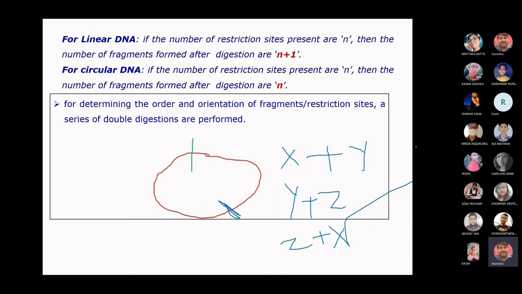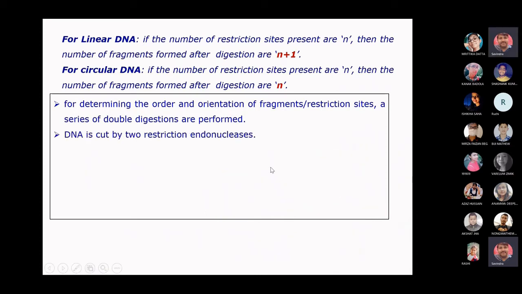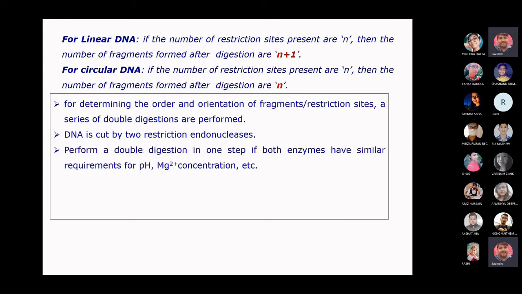Okay, so DNA is cut by 2 restriction endonucleases. Actually this point is slightly wrong. It should be cut by at least 2 restriction endonucleases. We can use more than 2 enzymes as well. The third point: perform a double digestion in one step if both the enzymes have similar requirements.